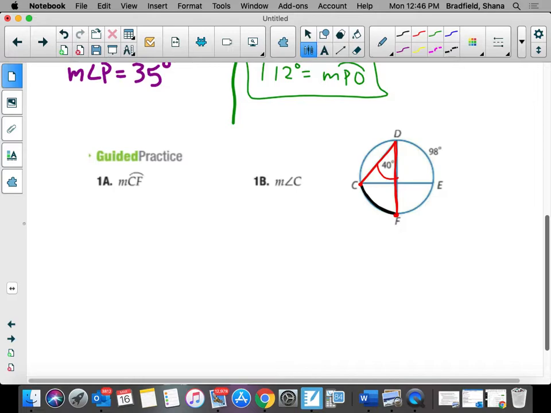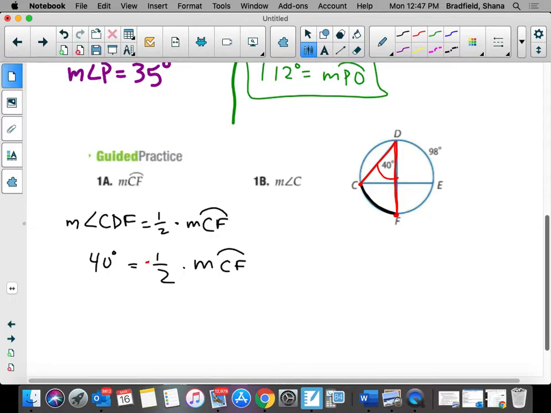Again, we're going to use the theorem that says the measure of the inscribed angle, so the measure of angle CDF, is equal to 1/2 the measure of its intercepted arc, and it's intercepting arc CF, which is the thing that we want to know. And then we can plug in. So CDF was 40 degrees equals 1/2 times the measure of arc CF. And then to get CF by itself, instead of trying to divide, 1/2 of something is the same as dividing by 2, so I'm going to multiply by 2.